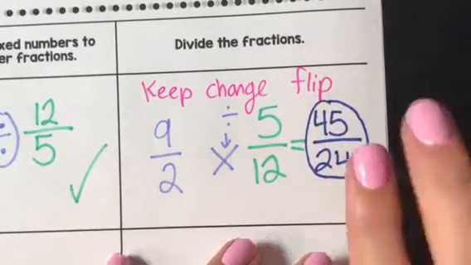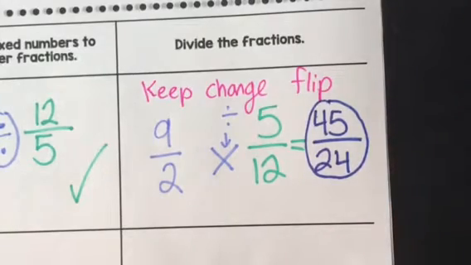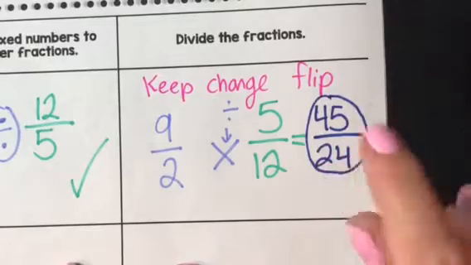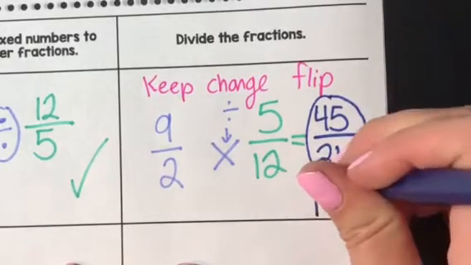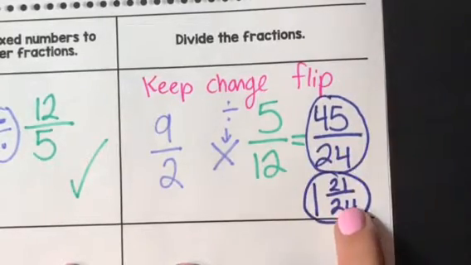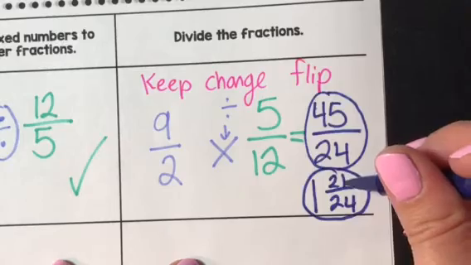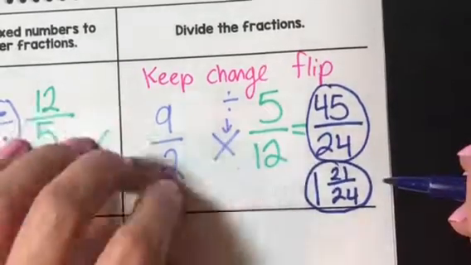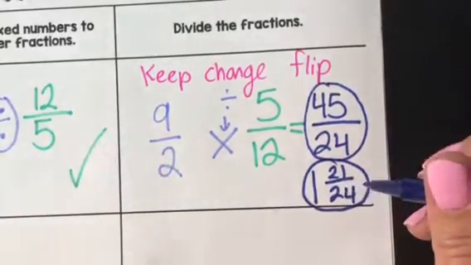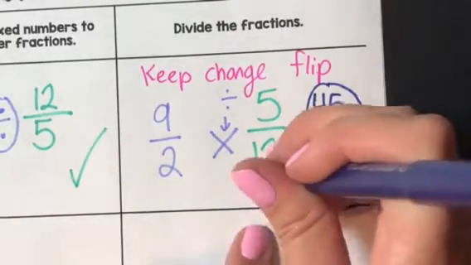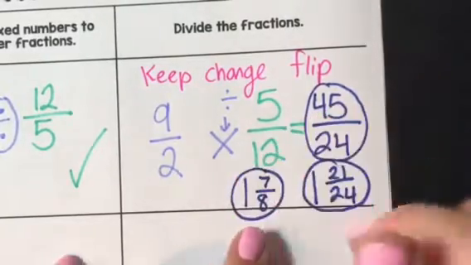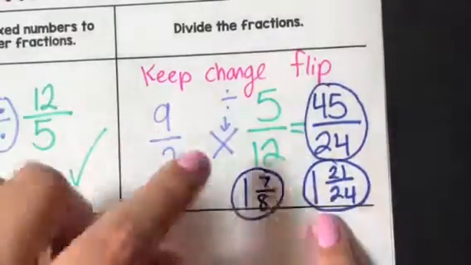That means my first answer. But I can simplify this. I can figure out how many times does 24 fit into 45. And in this case, it would fit in only one time with 21 pieces left over. But I could simplify this even further. What number can I divide both 21 and 24 by? I'm going to think for a second. You know what? I can divide both of them by 3. 21 divided by 3 is 7. 24 divided by 3 is 8. So your answer is, and the one whole stays the same, I still had one whole pizza.